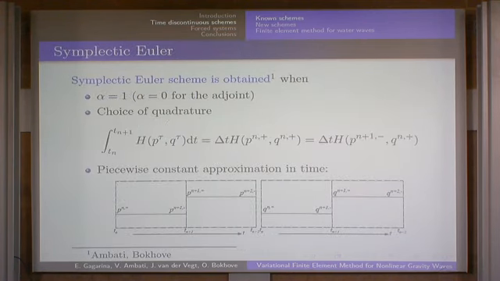So the first choice, the simplest choice, is to take a 1-point quadrature rule, just piecewise constant basis functions. Then we substitute everything. And then apparently for two choices of alpha, we can construct either the symplectic Euler scheme or the adjoint symplectic Euler scheme.